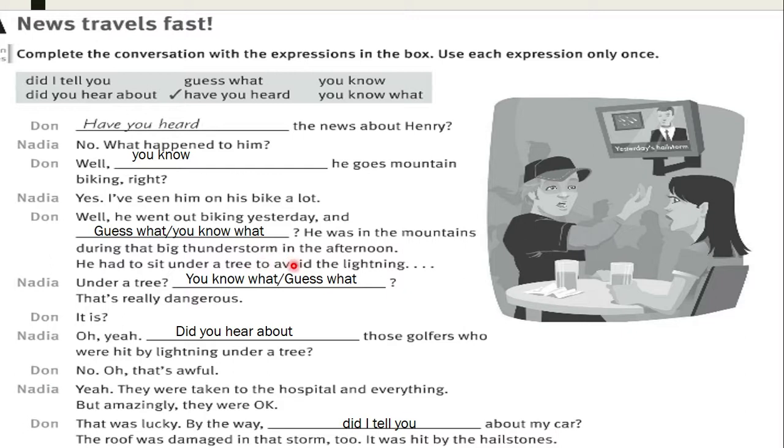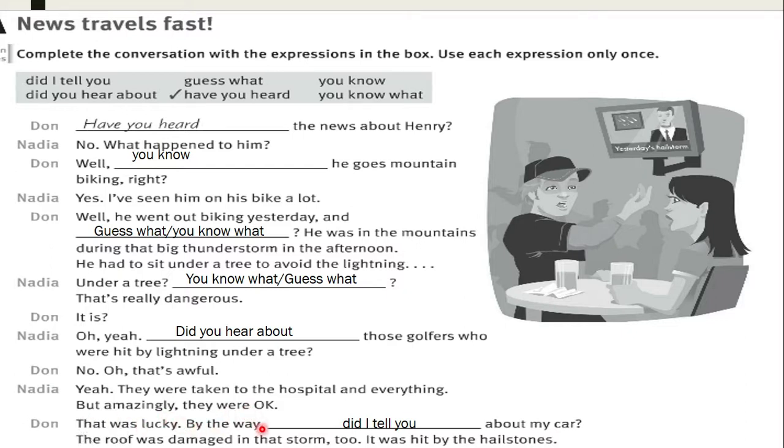You can use any of these two. Aquí se puede utilizar también cualquiera de los dos. ¿Sabes qué? O adivina qué. Eso es peligroso. It is? Oh yeah. Did you hear about those golfers who were hit by lightning under a tree? ¿Sí supiste o escuchaste acerca de esos golfistas que fueron impactados por un rayo cuando se pusieron debajo de un árbol? Oh no, that's awful. Yeah, they were taken to the hospital and everything, but amazingly they were okay. Oh, that was lucky, qué suertudos.